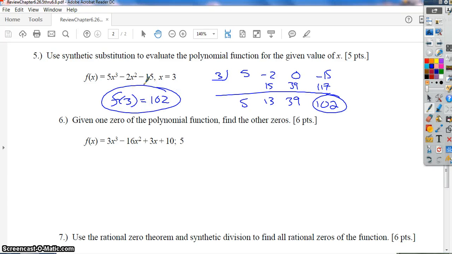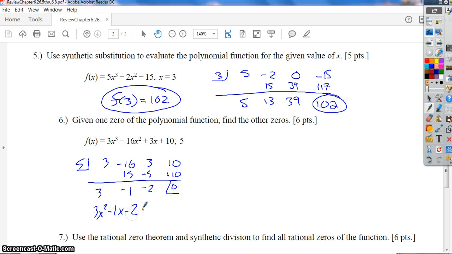Given 1, 0, the polynomial function, find the other zeros. I'm going to start with synthetic division here to see what's left. Doesn't look like they skipped any places. So this is 3, 15, -1, -5, -2, -10. Good, should be 0. This is 3x squared minus 1x minus 2.